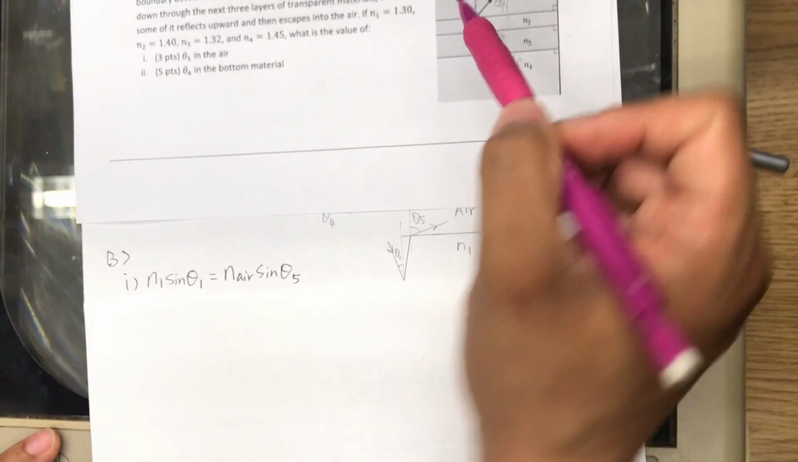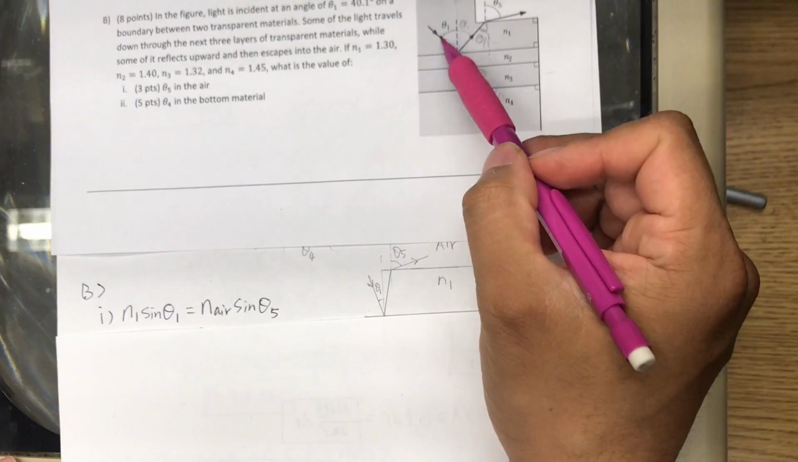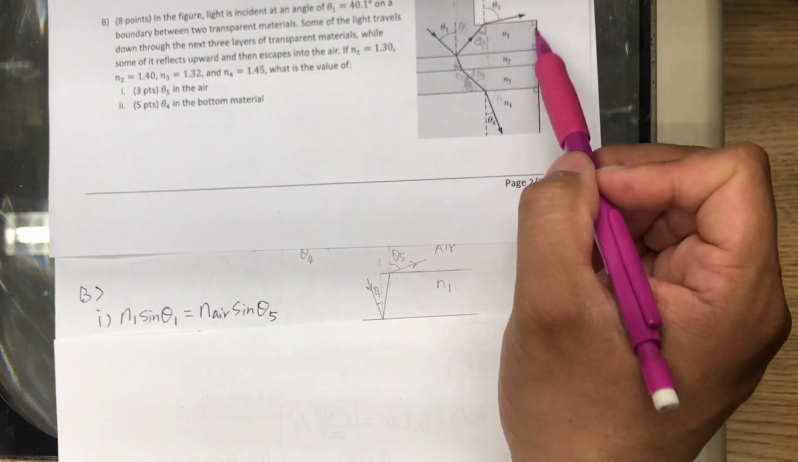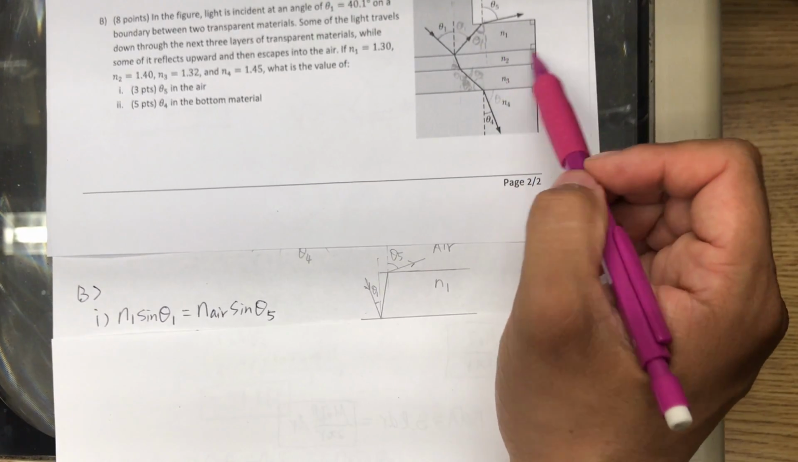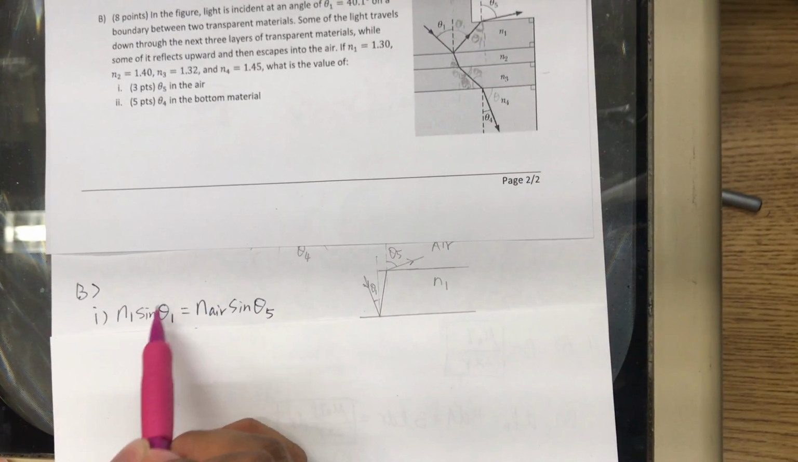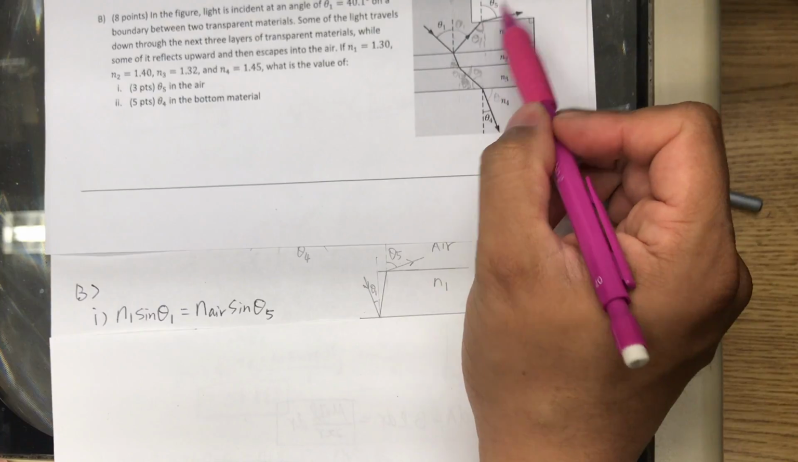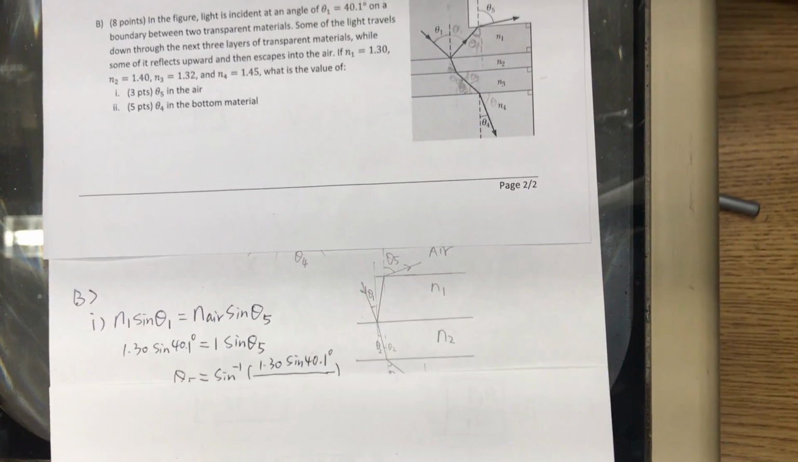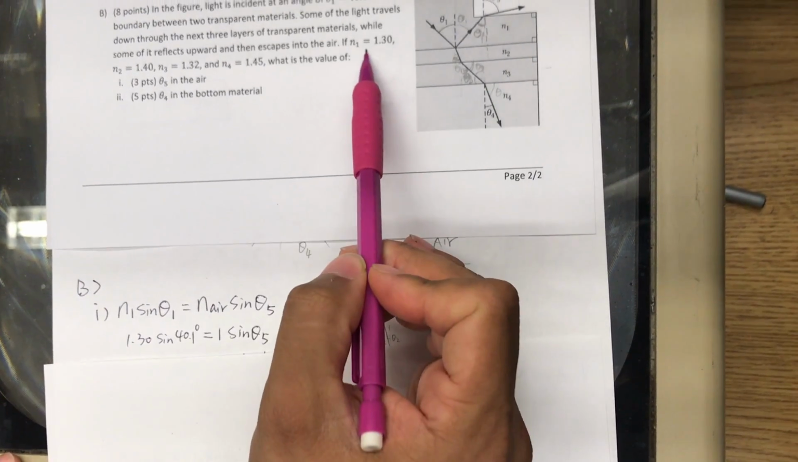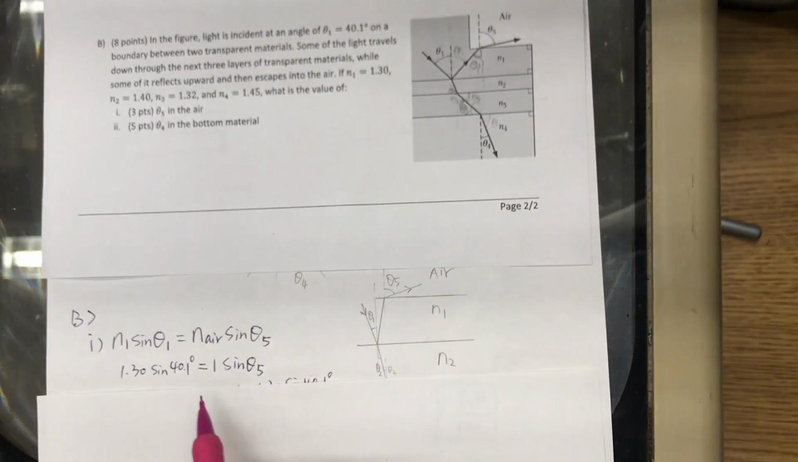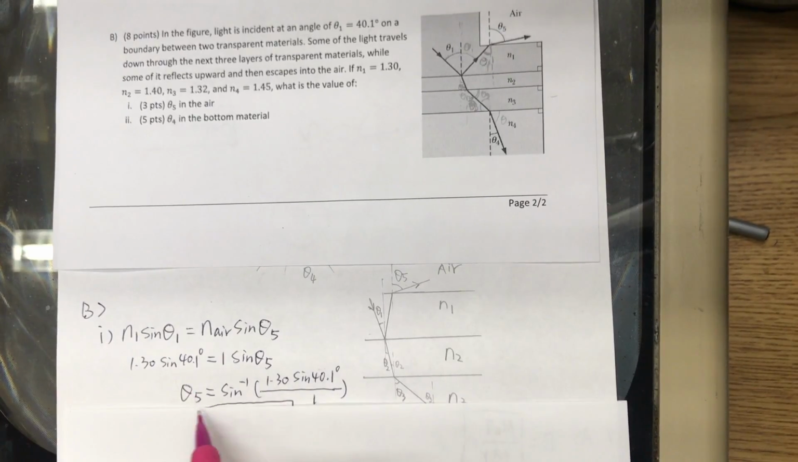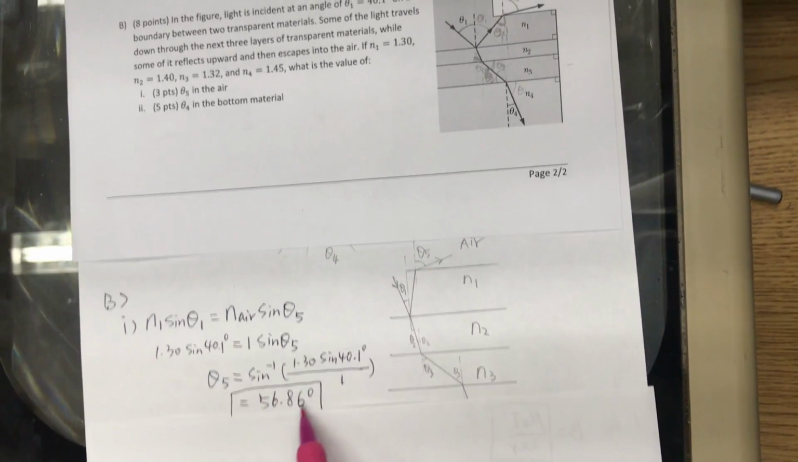First, at what angle will it enter the air? Well, we know that this angle is the angle of incidence for light leaving this material, leaving material 1. That will give us n1 sine theta 1. It will enter into the air at angle theta 5. Simple Snell's law: n1 sine theta 1 equals n air sine theta 5. We plug and chug: 1.3 because that's given, sine 40.1 also given, n of air is always 1, sine theta 5. We get theta 5 equals 56.86 degrees.